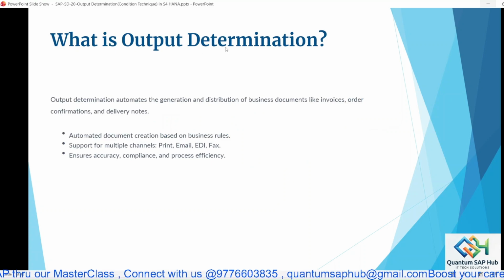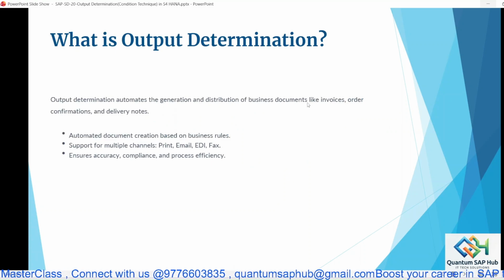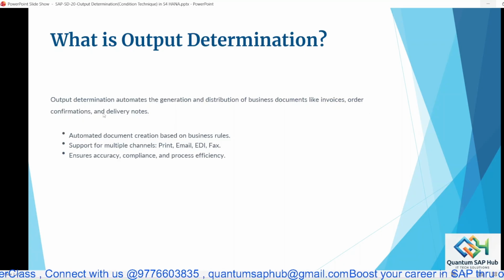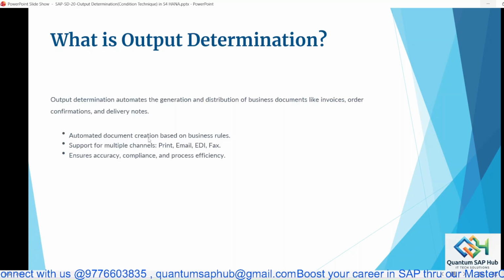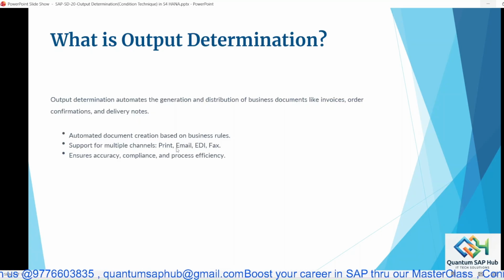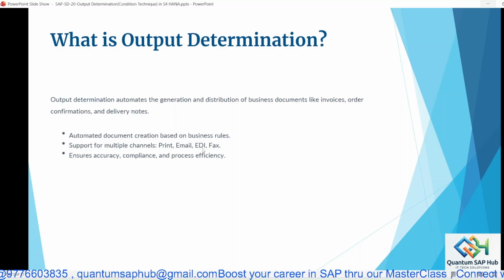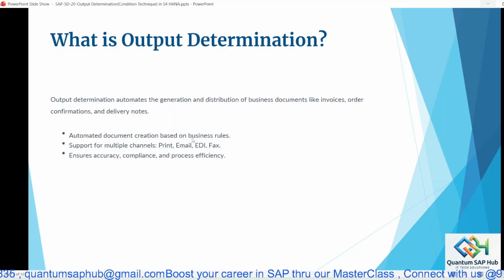So what is output determination? First of all, output determination automates the generation and distribution of business documents like invoices, order confirmations, delivery notes. It supports automatic document creation based on business rules and multiple channels: print, email, EDI, and fax. It ensures accuracy, compliance, and process efficiency as well.